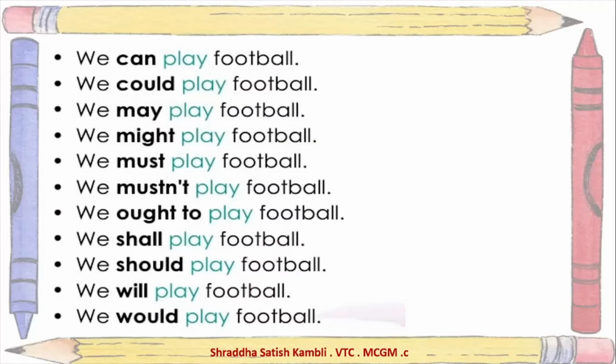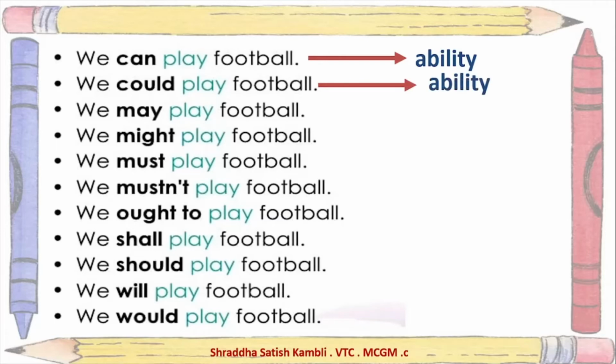Now we take a look at some of them and we try and understand how the moods are expressed. So see, when I say we can play football, when I'm saying we can, what am I doing? I am expressing my ability to play football. That is, I have fit legs, and I know about the game. So we can play football, ability. Now, we could play football will show again the ability that I could play football.